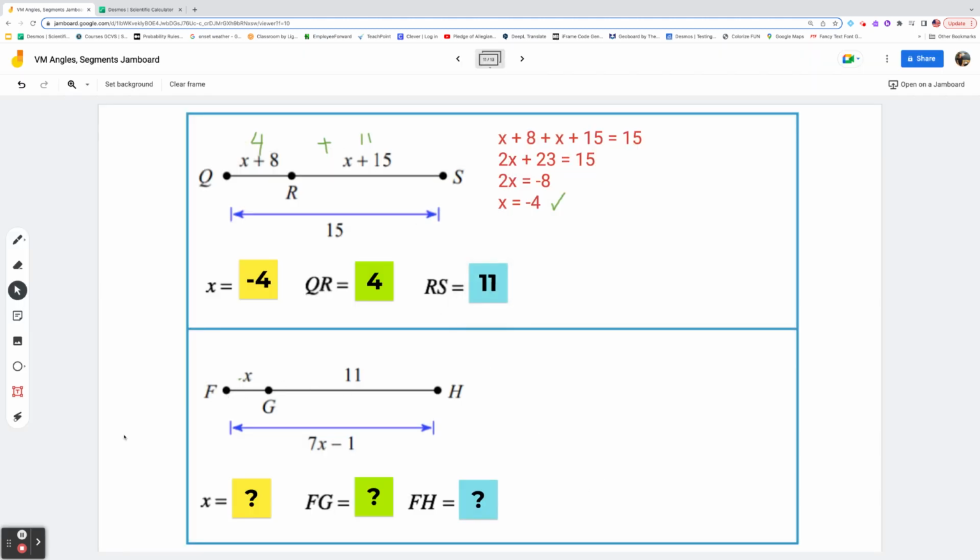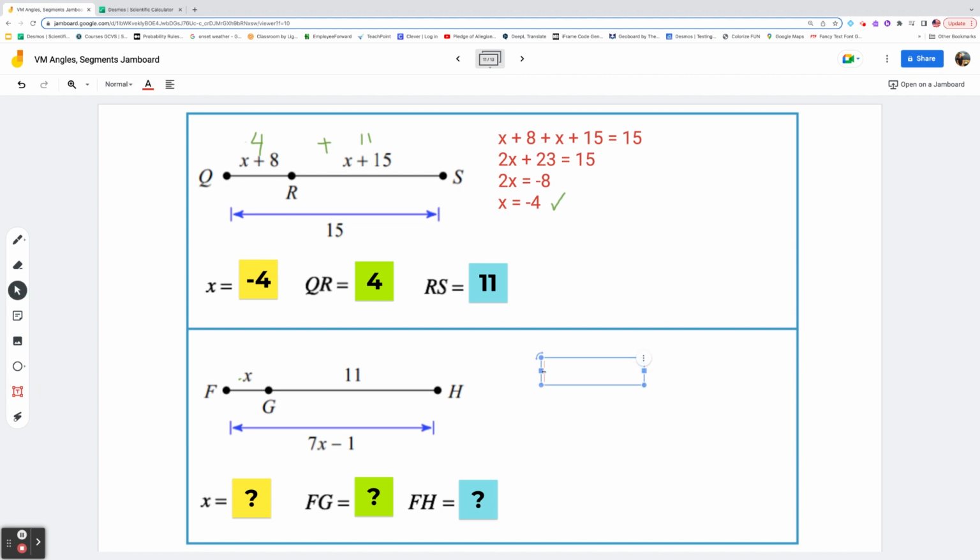All right, so now down here, let's see what you come up with. You're going to write and solve an equation. And once you get x, you're going to substitute it in place of x, and you're going to figure out what is FG and what is FH. Pause the video and then come back.